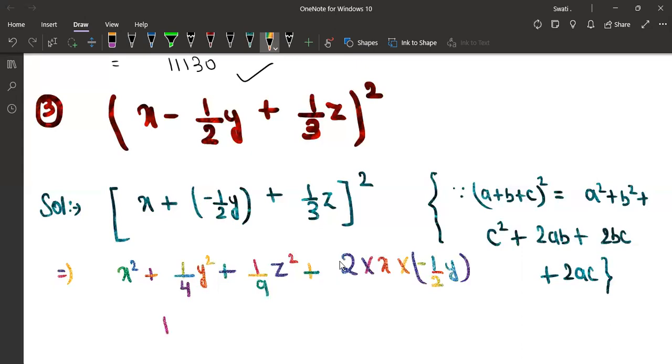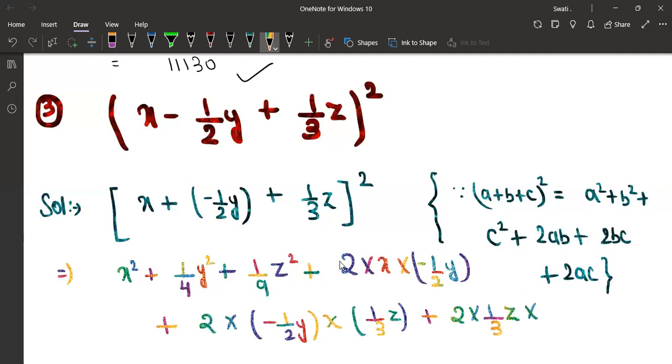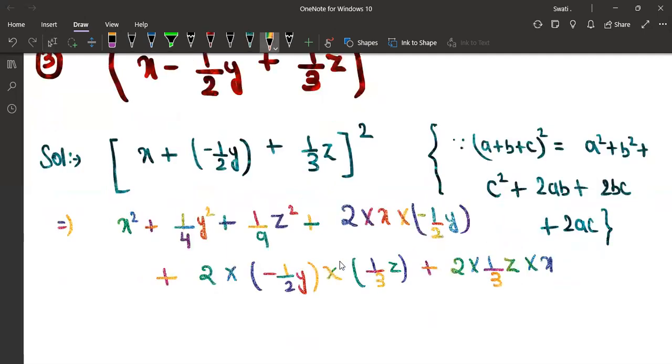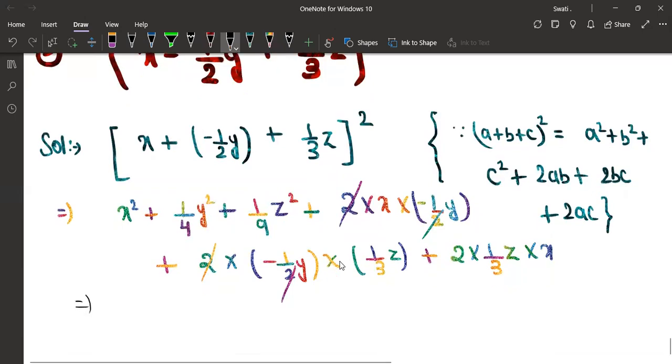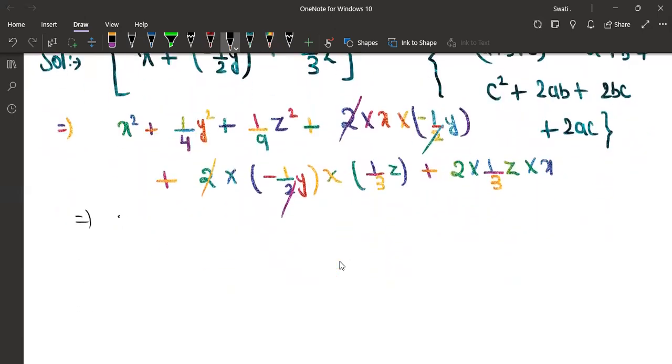And then plus 2bc, which is again 2 into minus 1 upon 2y into c, which is 1 upon 3z. And the last one is 2 into CA, which is 2 into, of course, C is 1 upon 3 Z, and then it's X. All right, now it's very simple to simplify this. Of course, I'm going to cut here 2 and 2, and I'm going to cut this 2 and 2, and I'm going to cut nothing over here. Okay, so let's move ahead, and this will become x squared as it is, right?